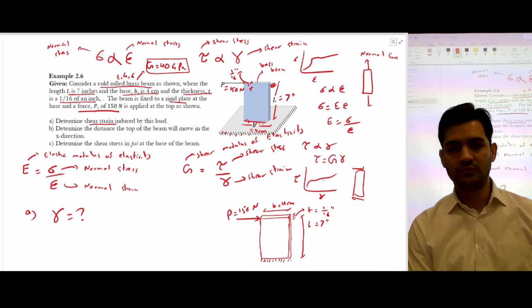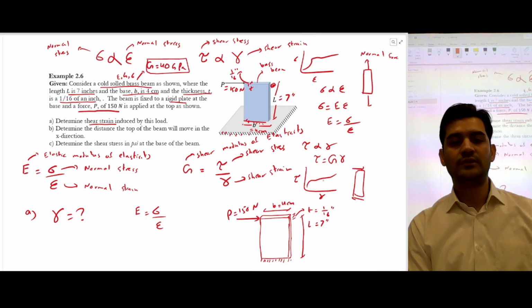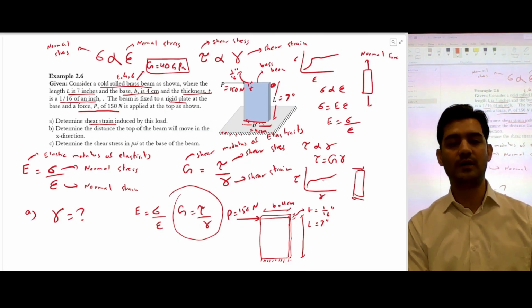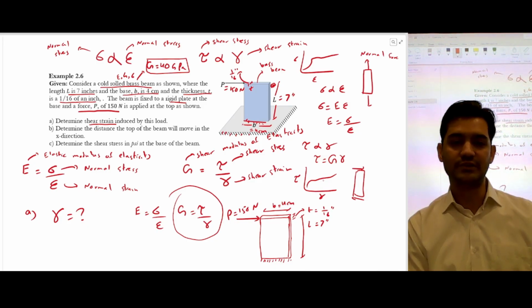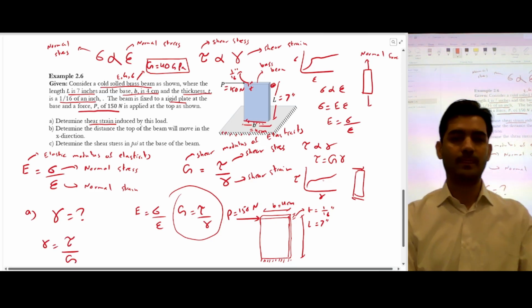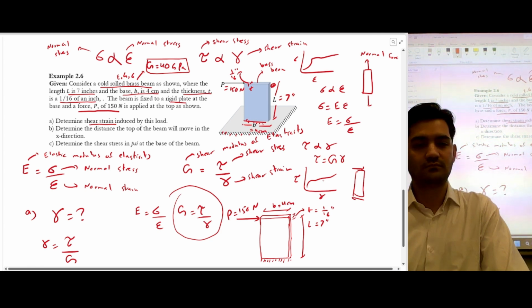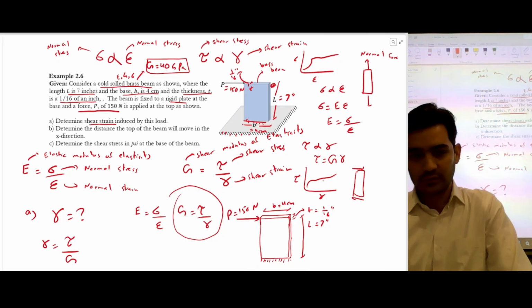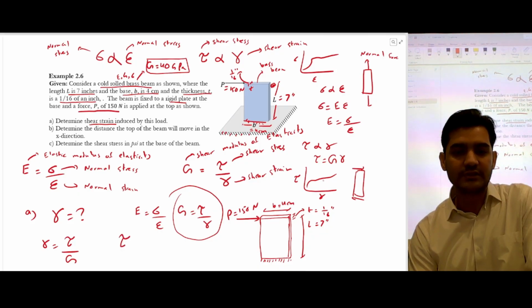So we know modulus of elasticity is stress over strain. Shear modulus of elasticity is shear stress over shear strain. So we can use this equation, which is kind of the same as before, but we have used different notations for shear stress and shear strain. So shear strain would be equal to shear stress divided by the shear modulus of elasticity. We know shear modulus of elasticity, but we don't know shear stress. We have to calculate shear stress. But we know what the formula for shear stress is, which is force per unit area.